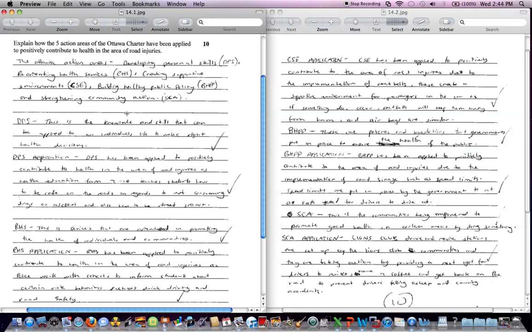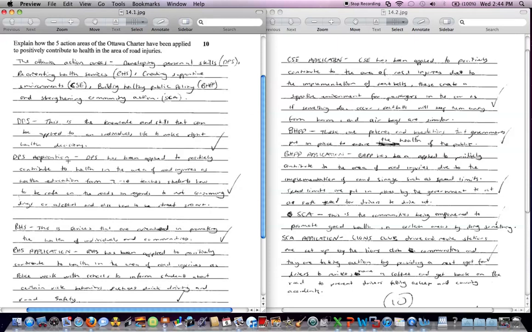If you look at this answer, and this was an outstanding answer, the difference here is that it was highlighted, so when I've scanned it, they've lost the colour, but DPS, and the student actually set up here what the initials stand for, which is fine, DPS, and then it's the develop personal skills, the actual application, or how it's been applied, as it says in the question at the top. So if we look at develop personal skills, this is the knowledge and skills that can be applied to an individual's life to make the right health decisions. So that's a little bit about develop personal skills.